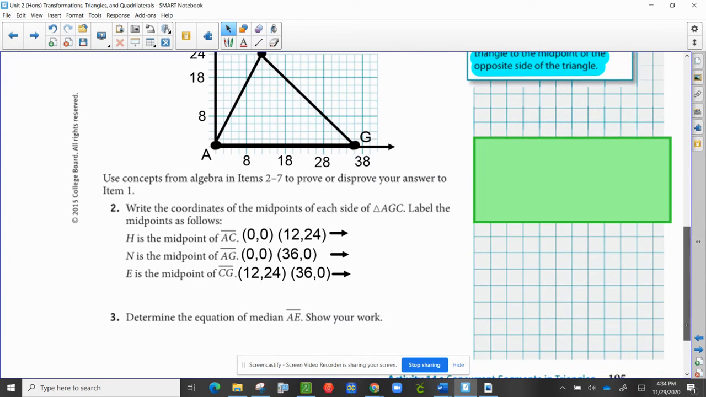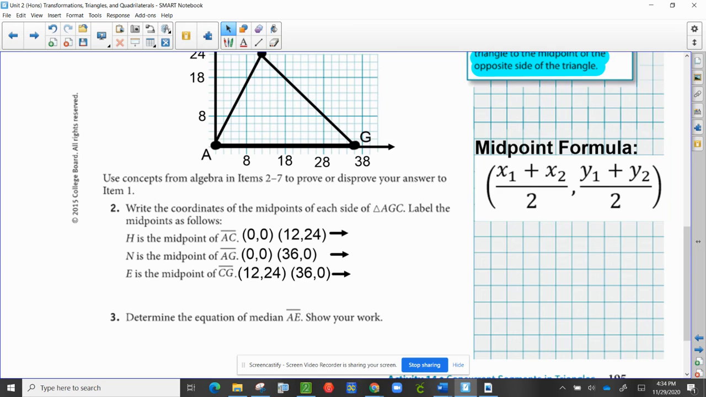Now, if you forgot, remember, here's our midpoint formula. It's just the averages of each point. So the X's, you add them together and divide by 2. And the Y's, you add together and divide by 2. So I'm going to have you take a moment here and find the midpoints for each of those. Use those ordered pairs that I already gave you and find the midpoint. So find points H, N, and E.